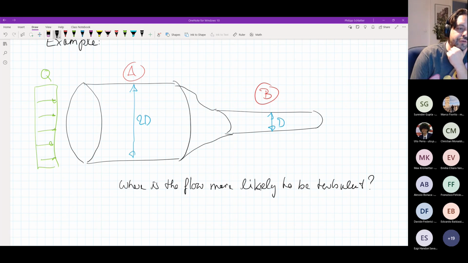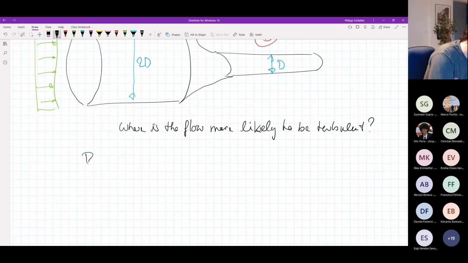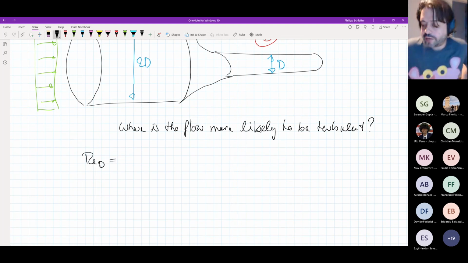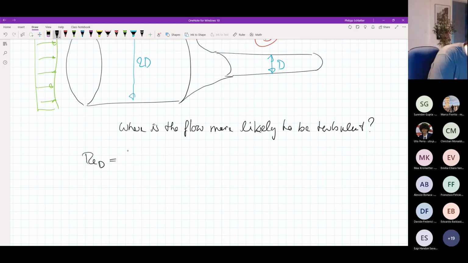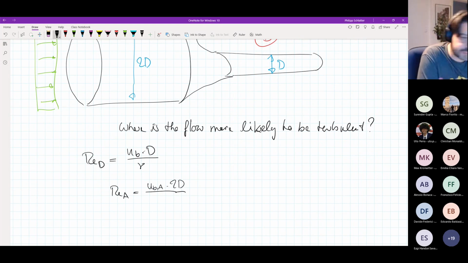Let's see what the right solution here is. Well, as I said, we need to look at the Reynolds number. And of course, the Reynolds number in a pipe is this Rd that we have defined just a minute ago, which is the bulk velocity, UB, times the diameter divided by the viscosity. So the Reynolds number in A would be UB in A times 2D, that's the diameter in the first bit, divided by nu.